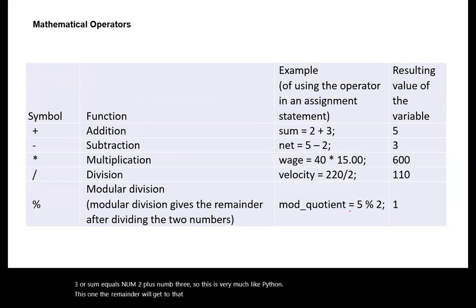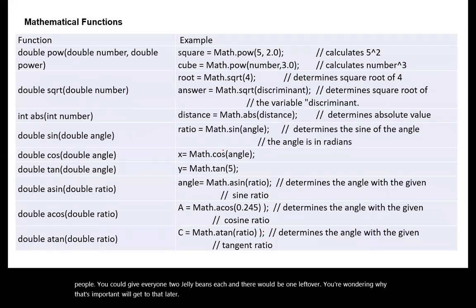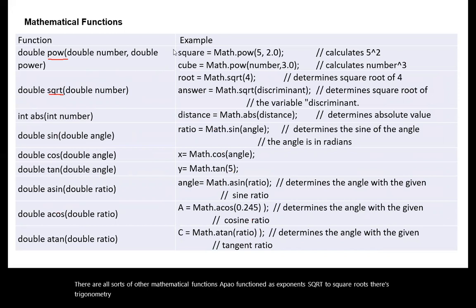But the basics of it, imagine you had 5 jelly beans divided by 2 people. You could give everyone 2 jelly beans each, and there would be 1 left over. You're wondering why that's important? We'll get to that later. There are all sorts of other mathematical functions. A pow function does exponents, sqrt does square roots, there's trigonometry. The ones you're really interested in, pow and sqrt.